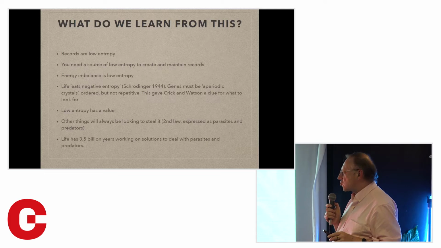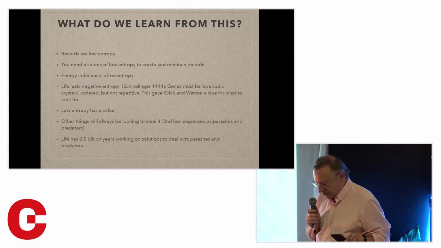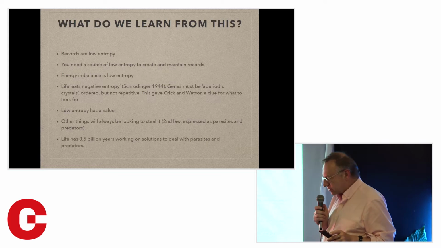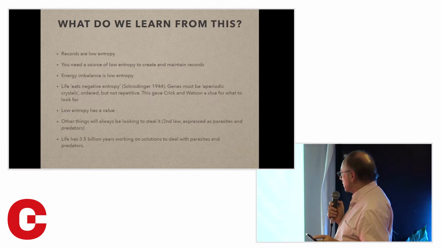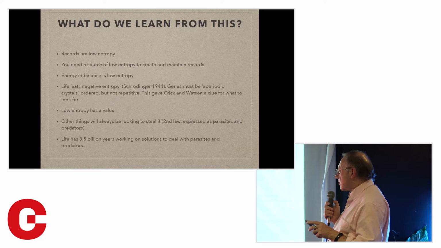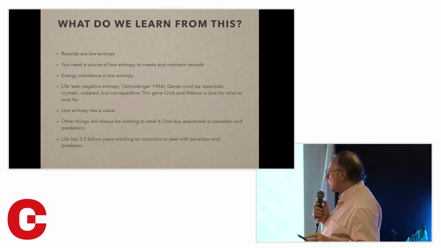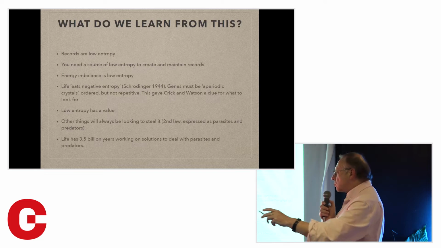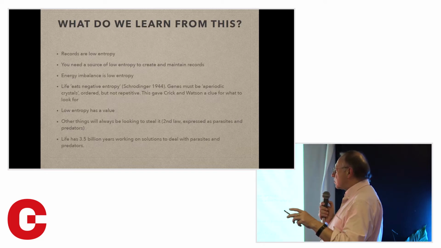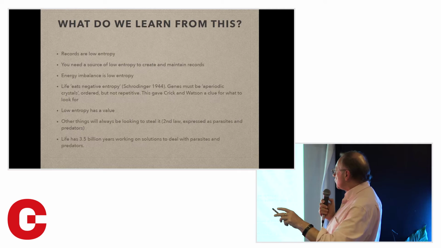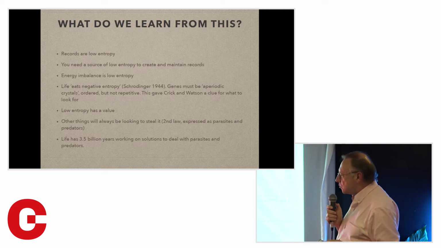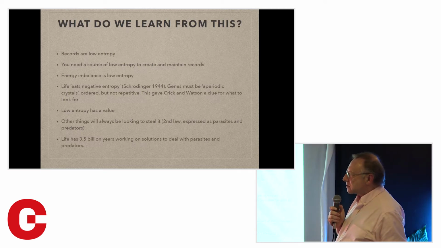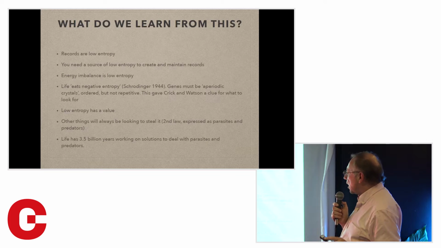And what Schrödinger worked out is quite interesting, without actually knowing the details of DNA, because they didn't know about DNA then. He worked out that genes must be aperiodic crystals. There's some sort of crystalline structure that was ordered and maintained almost at absolute zero, but not repetitive. And that gave Crick and Watson, the people who actually discovered the structure of DNA, a clue what to look for.